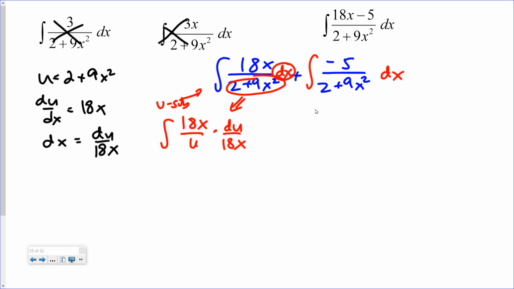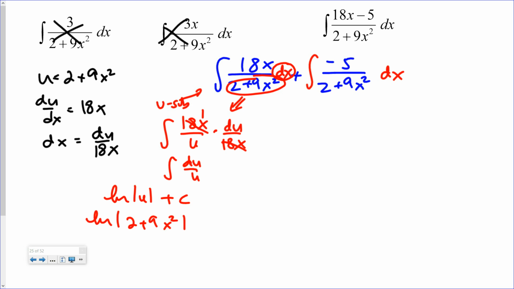And so on the first one, do my x's cancel out? Yeah, as a matter of fact, they do. Actually, the 18s cancel out too, which is just a bonus. This becomes the integral of du over u. Is this something that's an easy reverse power rule problem or something on my pink sheet? It's something on my pink sheet. This is just ln of u plus c. And ln of u plus c, place your u back in. That's 2 plus 9x squared. And I'll add the c in a second, because whatever answer I get, I need to add with this answer anyway.